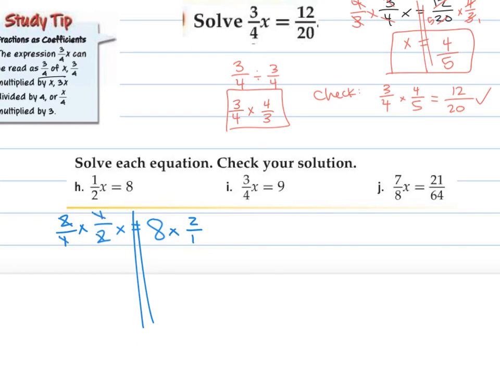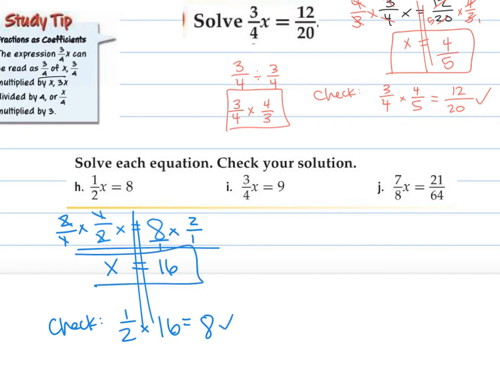Everything cancels here, and I'm just left with x equals, well, whole numbers we put over 1. Multiplying fractions, multiply numerators. 8 times 2 is 16. 1 times 1 is just 1, so x equals 16. Let's plug that in to check. 1/2 times 16. Well, I know half of 16 does equal 8, so that is correct.